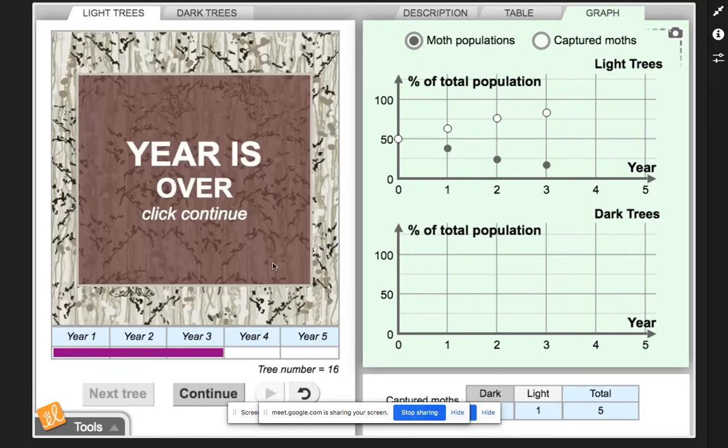So we can see still a change in the population over time. So this is what we would call, again, microevolution, but evolution. Nature is given a benefit to one or the other.